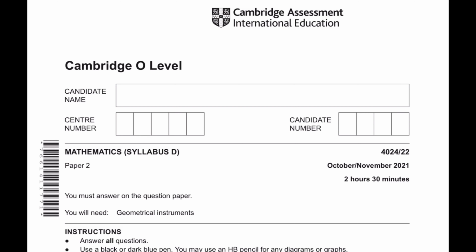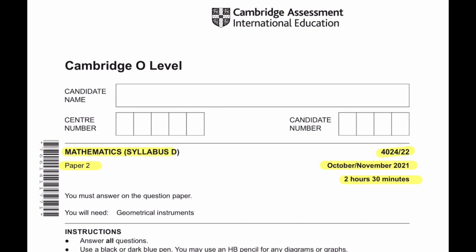This is October November 2021 and its subject code is 4024. Its variant is 22. It's a 2 hours 30 minutes paper. It's paper 2 and it's mathematics syllabus D.